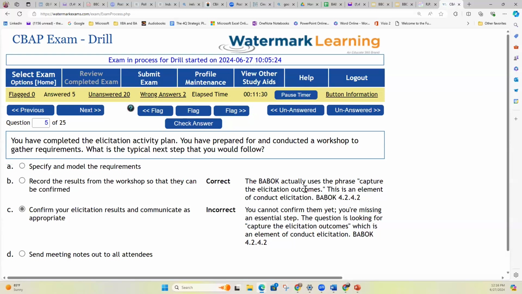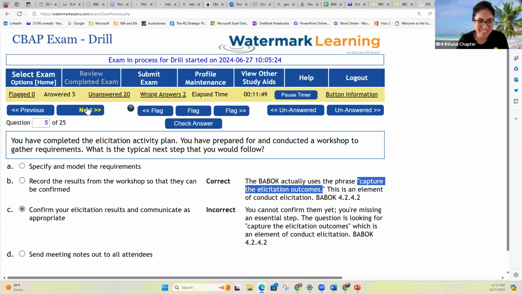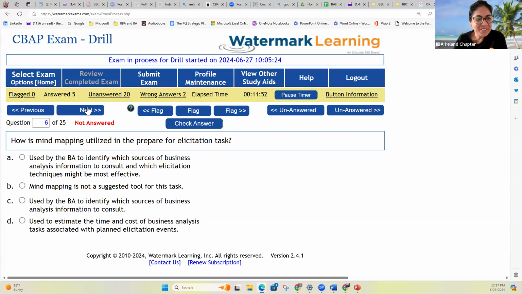Okay, the correct answer: the BABOK actually uses the phrase capture the elicitation outcomes instead of the word record. You cannot confirm them yet. You're missing the capture of the elicitation outcomes, and that's the reason that you can't do the confirmation yet. So we are learning from each other. Good job. Absolutely.